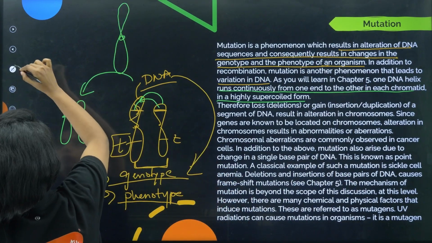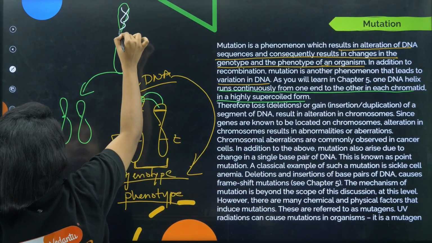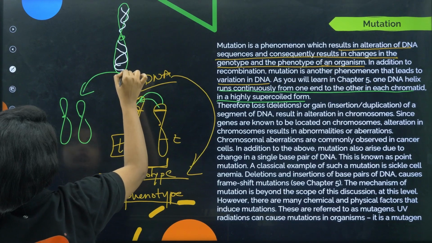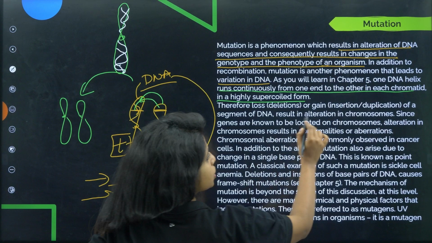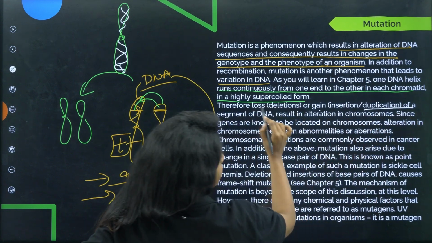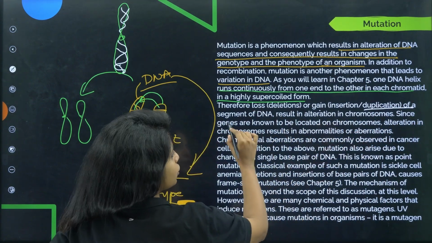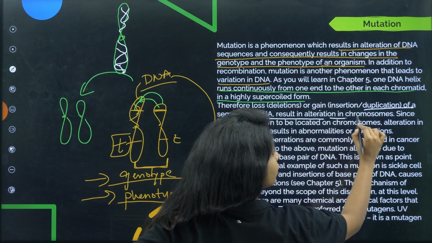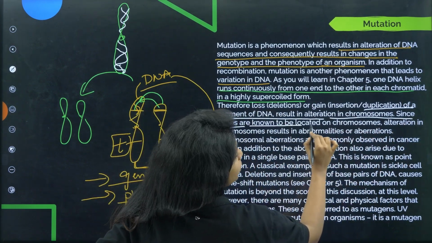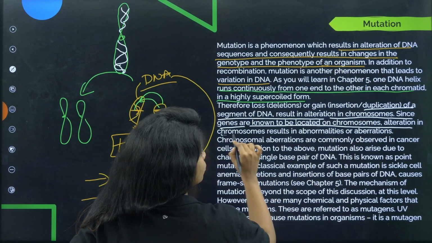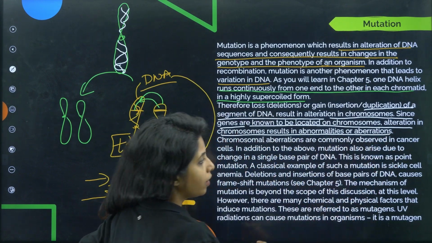So basically in this chromosome, the DNA is running from this end to the other end. Therefore, loss or gain, deletion or gain as an insertion or duplication of a segment of DNA results in alteration in the chromosome. Since genes are known to be located on the chromosome, alteration in chromosomes results in abnormalities or aberrations.